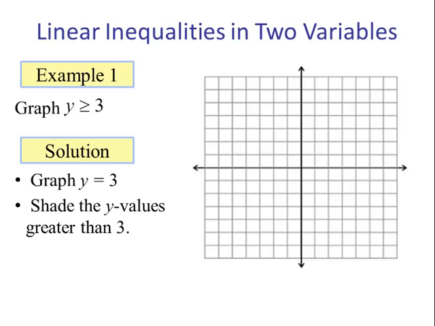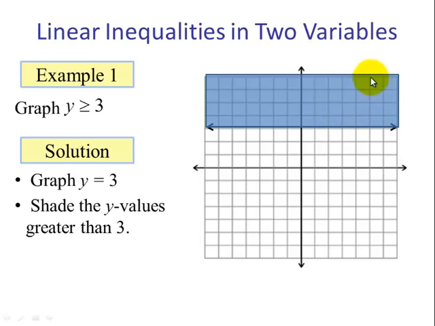So here's the graph. This is the equation y equals 3. The slope is 0 and the y-intercept is 3. And if we shade in all the y values that are greater than 3, we would have a region that looks like this. Now what this means is all these x, y points are a solution to this inequality. There's an infinite number of points. The points that are not shaded are not a solution and are not in the solution set.